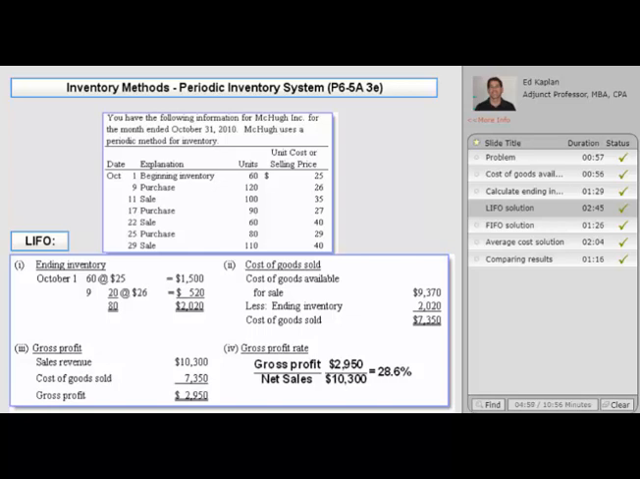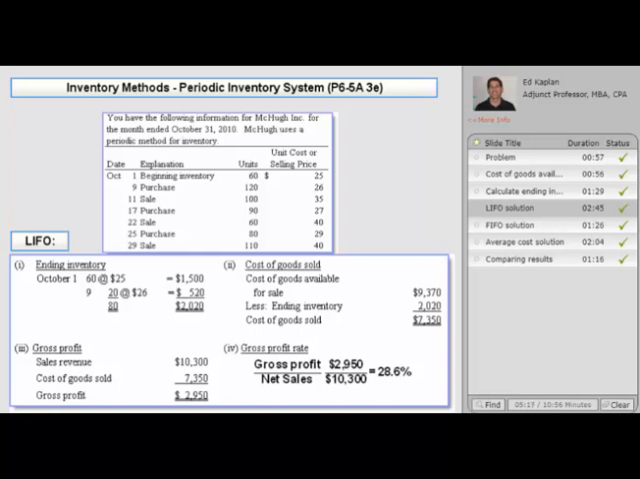And then we multiply each of those layers times the appropriate cost. So the $25 represented the unit cost as of October 1st, the beginning inventory, and the $26 represents the unit cost related to the October 9th purchase of 120 units.